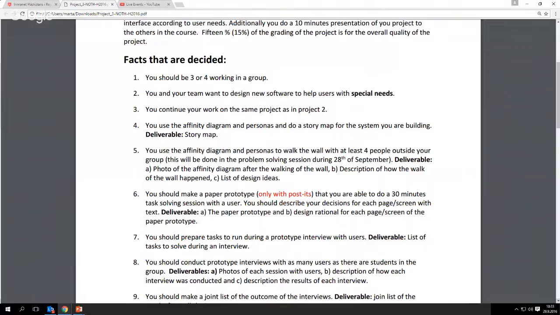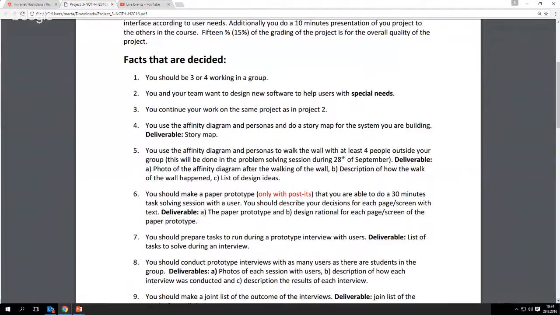And you should be able to use the paper prototype in a task solving session for 30 minutes. So you have to have enough tasks to be able to do that. Okay, and it should be only with Post-it. It's in red.